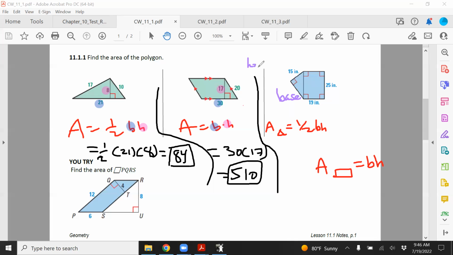I'll call this the height. I'll call that the base. I know the height, I don't know the base. How am I going to figure this out? It's connected to a rectangle. Sean, go ahead. Pythagoras, yes, we're going to do Pythagoras.